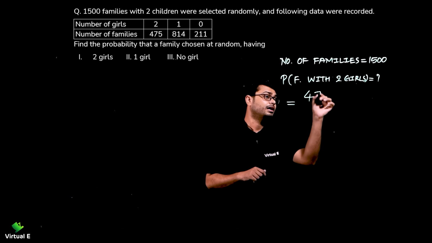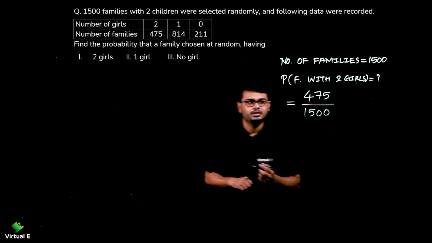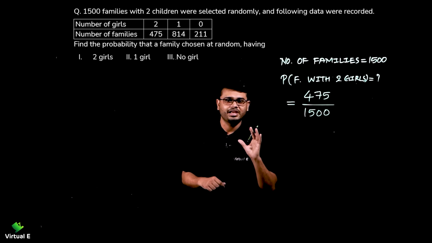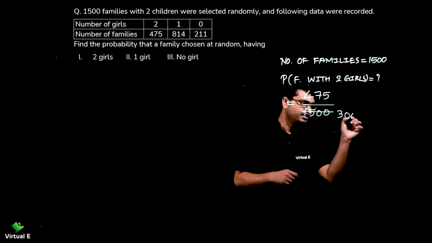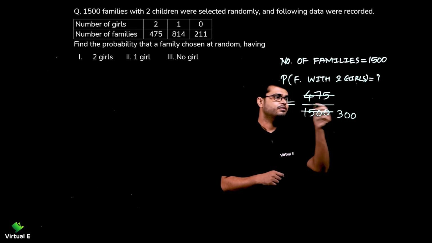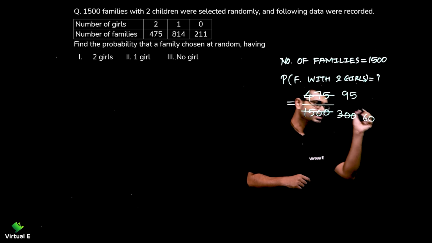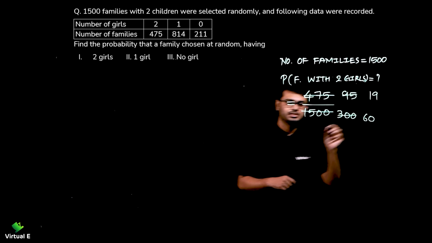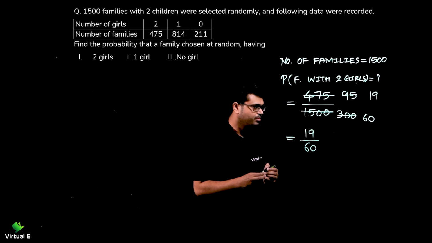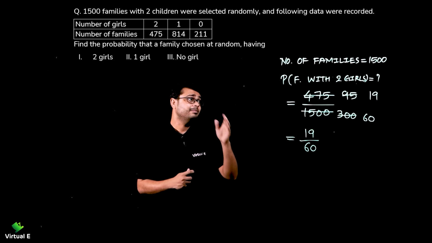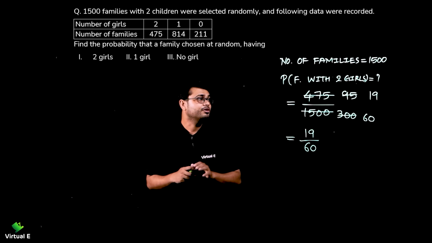So 475 over 1500, right? Now see, both of them are divisible by 5. So divide by 5. If we divide by 5, we are going to get 95 over 300. That's very simple, right? Here 4 9s are 36, 2 5s are 10. Here 60s and here 19s. So that's the answer. 19 by 60 is the probability of a family with 2 girls, right? Because it's straightforward information, nothing to bother about.